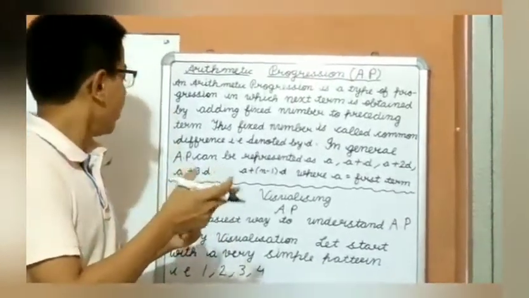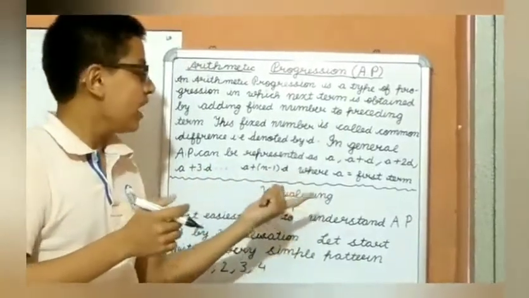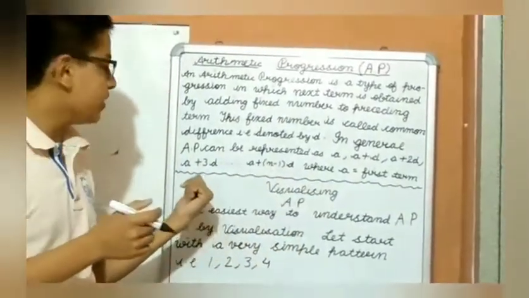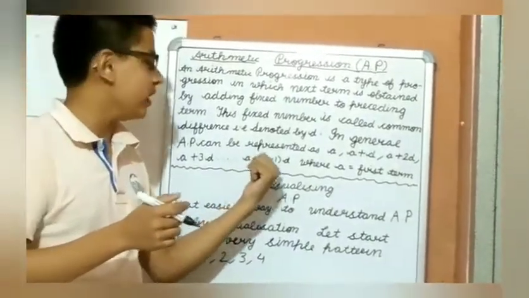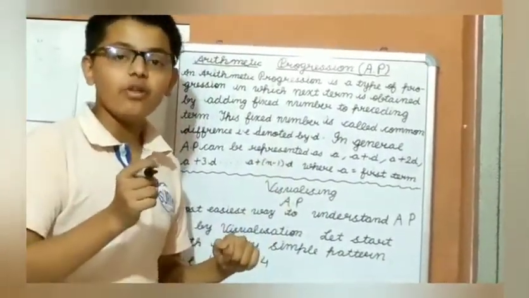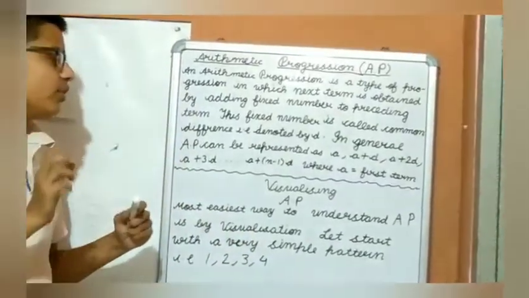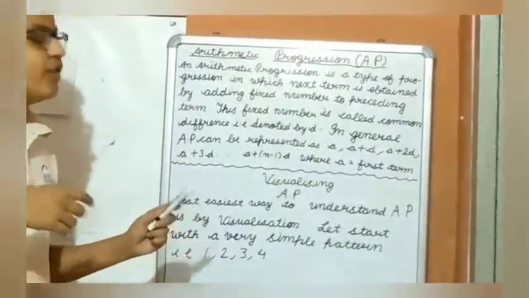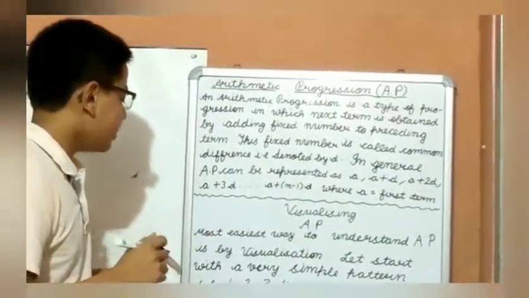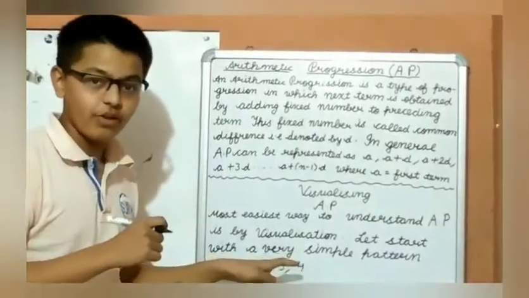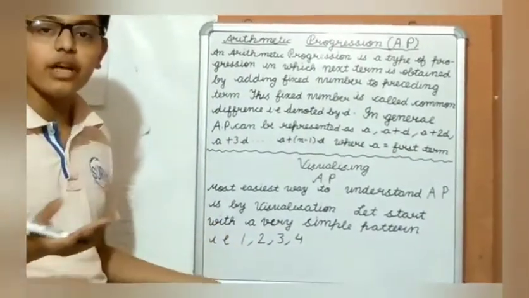And in general, an AP can be represented as A, A plus D, A plus 2D, A plus 3D, and at last A plus (n minus 1) into D, where A is equal to the first term. Now, the easiest way to understand an AP is by visualization. So let's start with a very simple pattern, that is 1, 2, 3, 4. All of us know that this is a very simple pattern. They are the first four natural numbers.